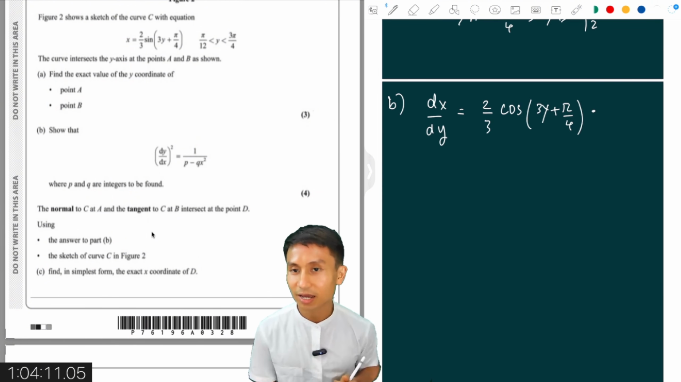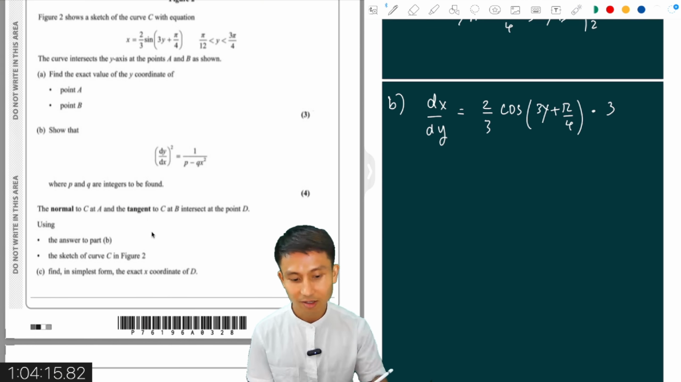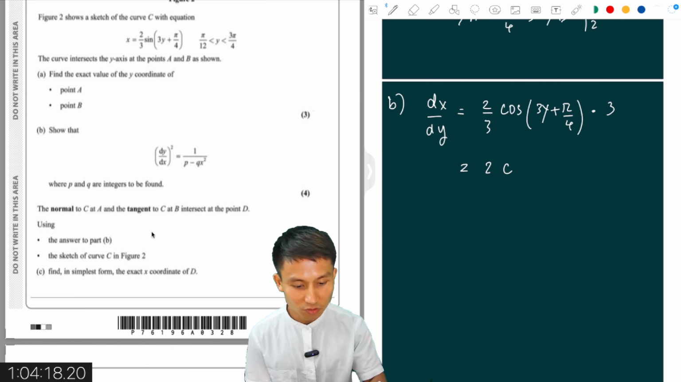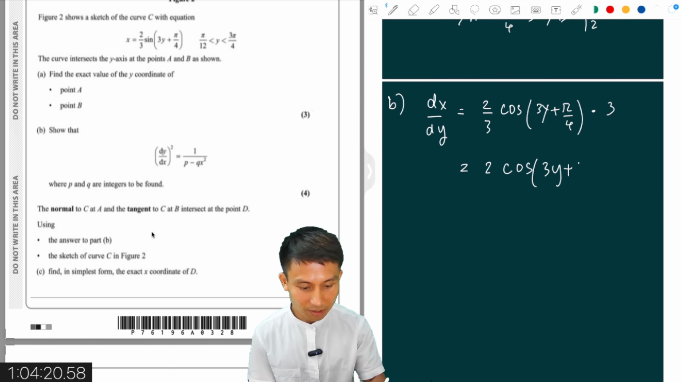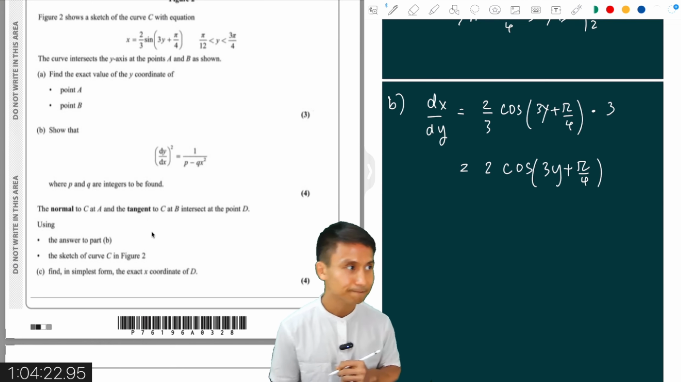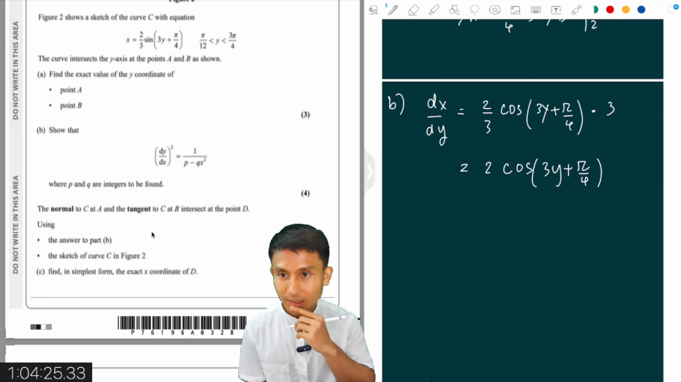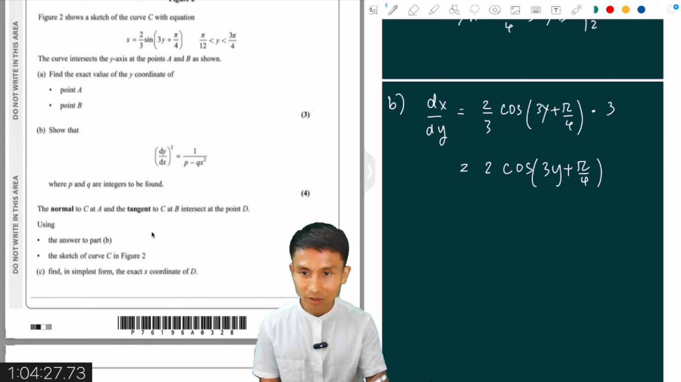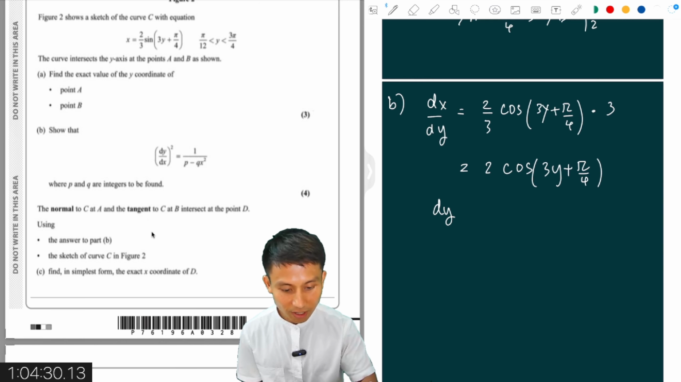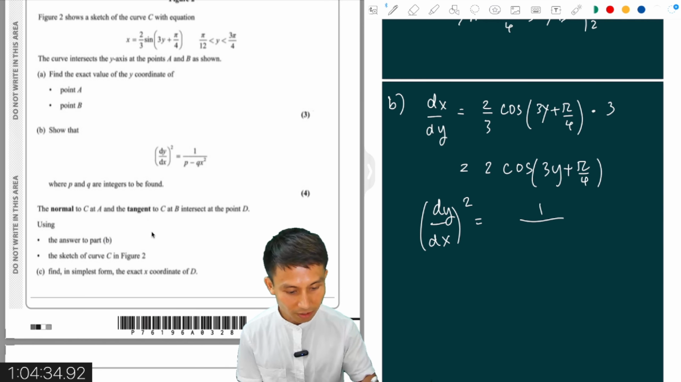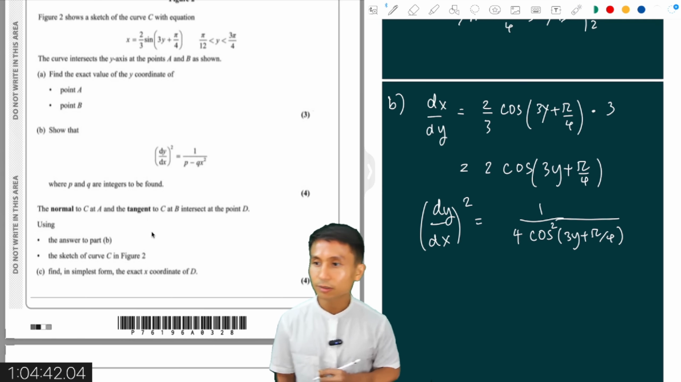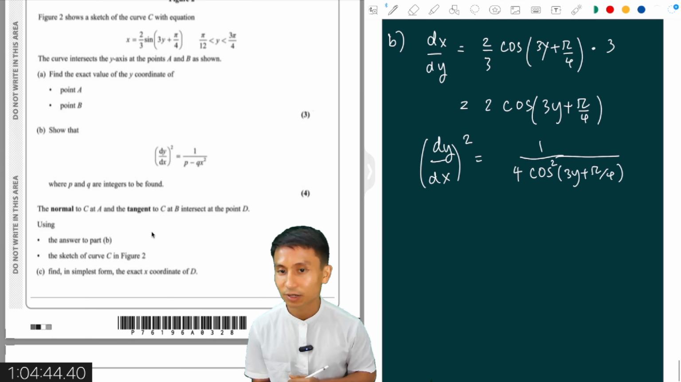So you go inside and differentiate with respect to y, so you get just 3. So that is just 2 cos of 3y plus pi over 4. Okay, so that's dx by dy. So that means dy by dx squared would be 1 over, I'm squaring that, putting it down here, cos squared of that, everything. Okay, so that's dy by dx squared.